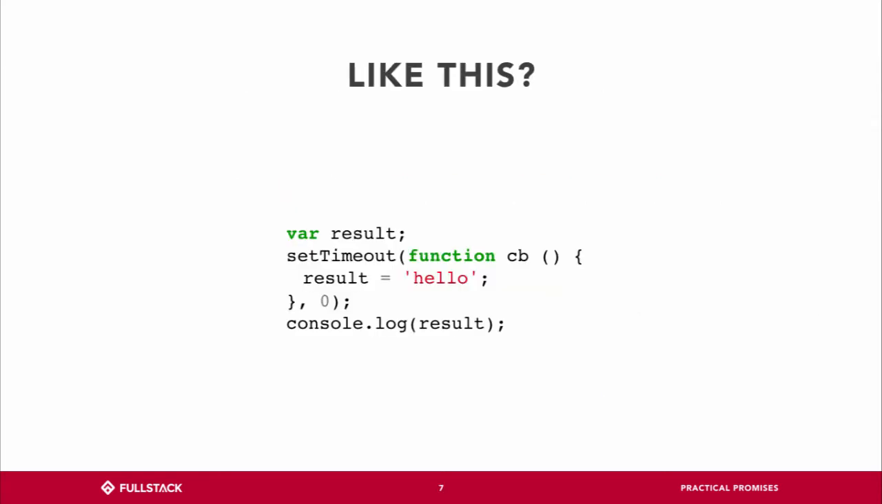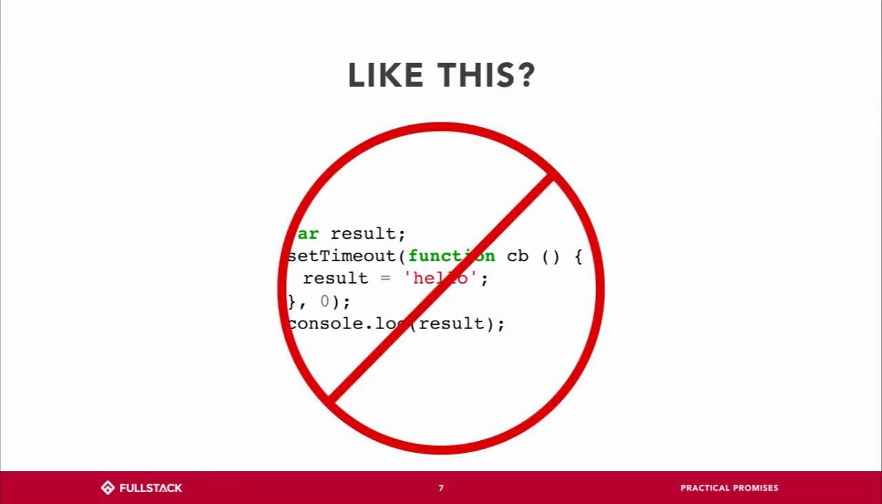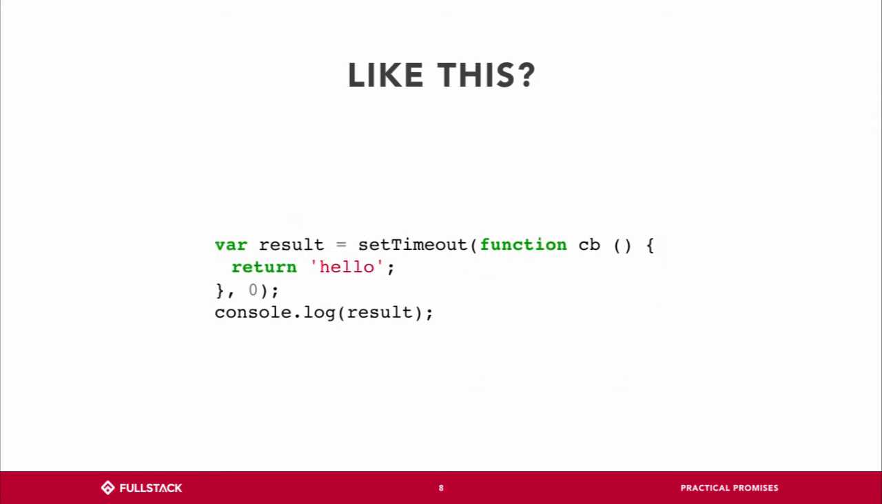So if we think about some code that might be structured like this, where we're calling setTimeout, and we've got this callback function, and we're assigning result inside this function, we're going to have a problem here. The problem is that this console.log of result is going to get called first, even though we have 0 as the setTimeout, and we're not going to get the result that we think we're going to get, right? So this is going to be problematic.